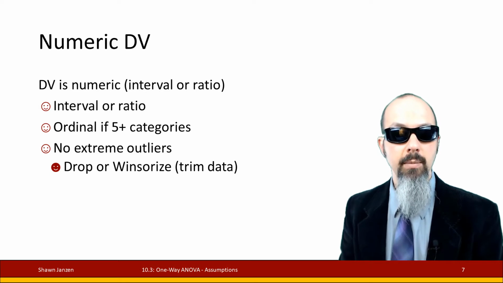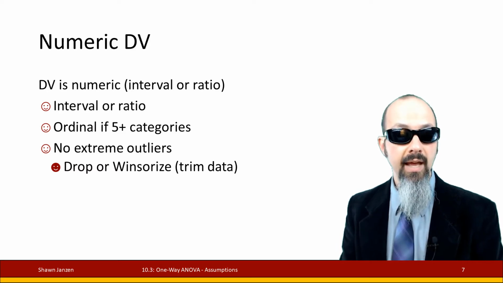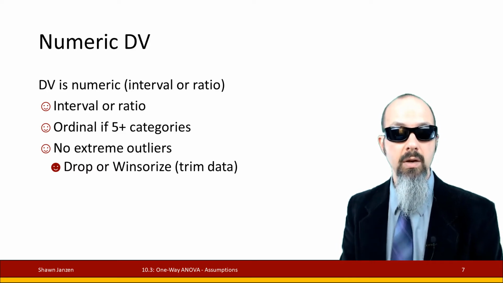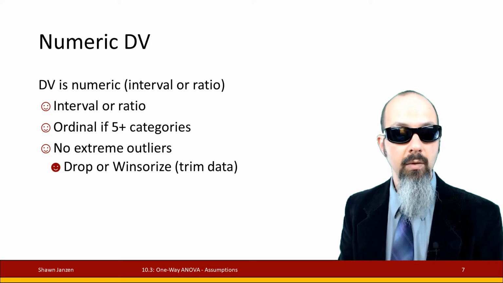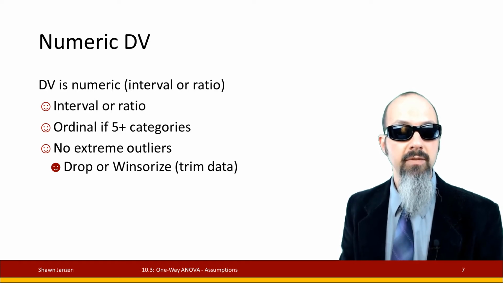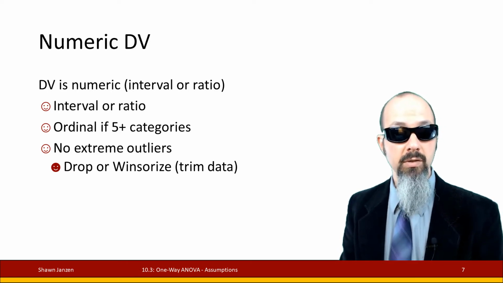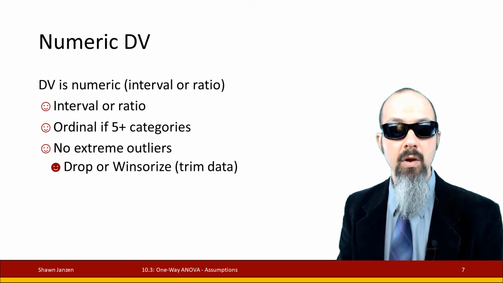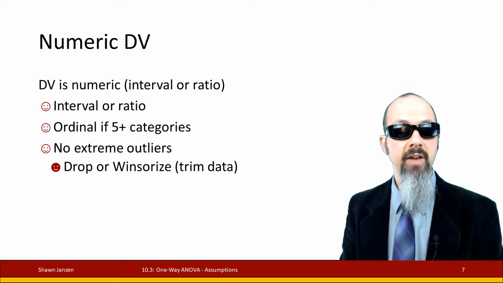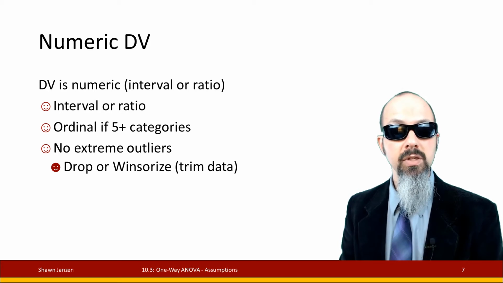Now, the other one that we're talking about is having a numeric dependent variable here. So in this case, it has to be interval or ratio. It's okay to have ordinals with 5 or more categories and no extreme outliers. If you have extreme outliers, then typically we have 2 strategies that we can use. We can drop the offending values, or we can Winsorize them. Winsorize them is a fancy stats term for saying we're going to use a trim on the data.